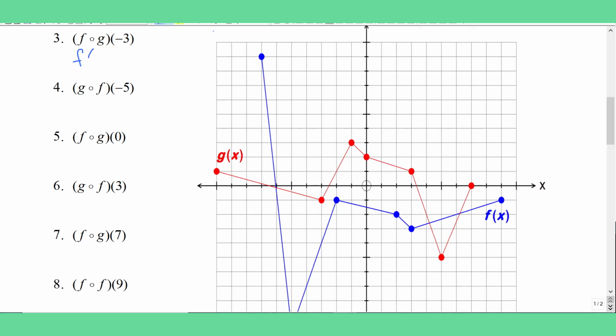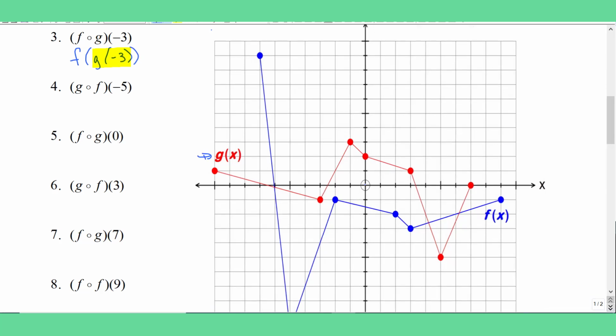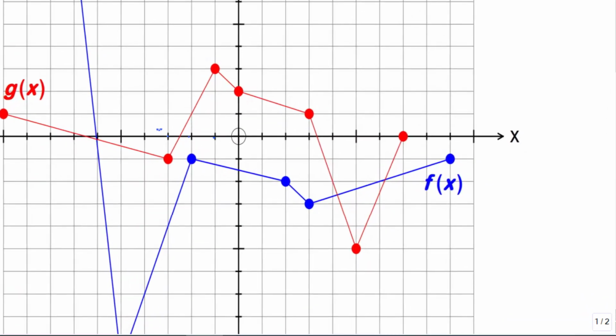So first I want to find f of g of negative 3. So I need to find g of negative 3, which means I'm going to use my g graph, which is my red one, and go when x is negative 3. What is my y value when x is negative 3 on the g function? So it's saying when x is this on the g function, what is y? And it is negative 1.